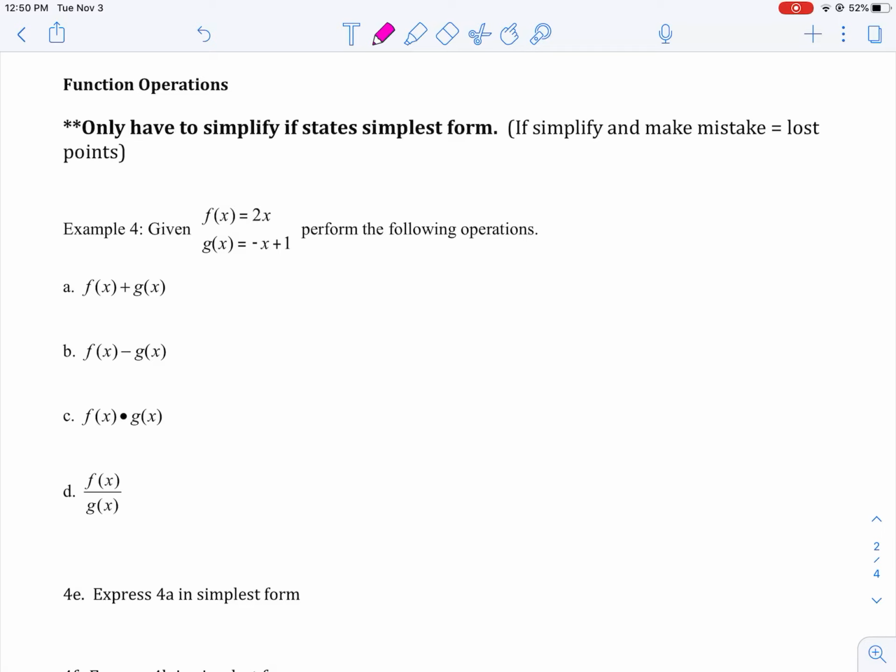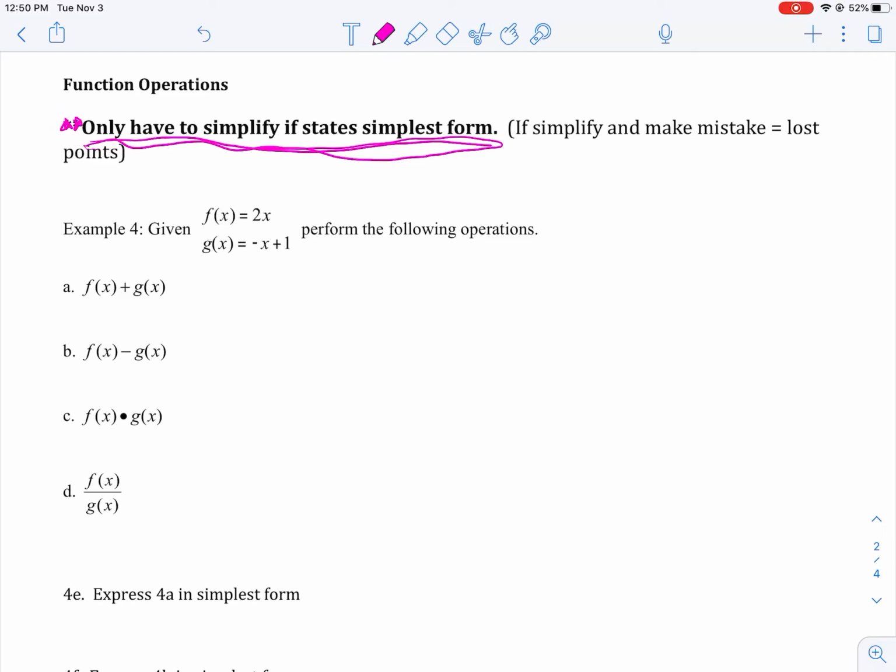Okay, so key points here: we only have to simplify if it states simplest form. What students will do is get in the habit of simplifying things, and in this part, unless they tell you to, you don't have to. But what will happen is if you simplified this problem and got a wrong answer, you lose your points. That's why it's highlighted here in bold: only simplify if it states simplest form. Now, if you're feeling confident, go for it.